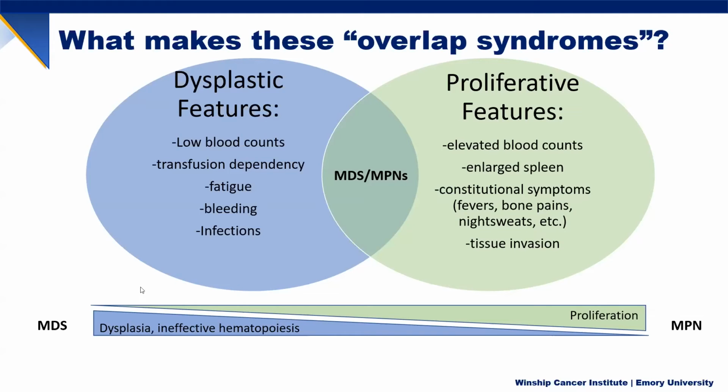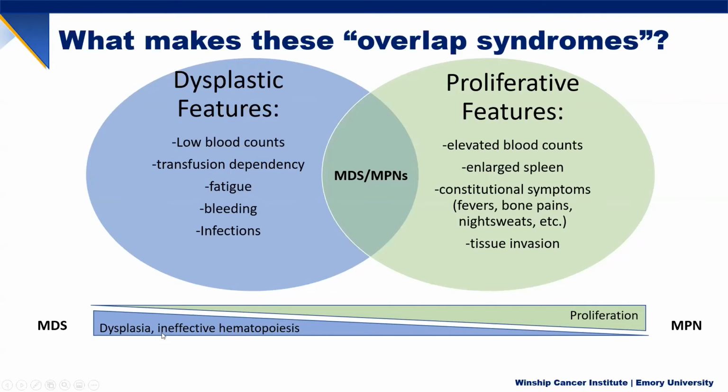And here on the bottom, we have some of the chronic types of bone marrow cancers we deal with. On one end, we have myelodysplastic syndrome, or MDS. MDS is characterized by mostly what we call dysplastic features, and predominantly this is going to be low blood counts and complications related to that, requiring red blood cell transfusions or platelet transfusions, often a lot of fatigue related to anemia, sometimes bleeding related to low platelet counts or infections related to low white blood cells.